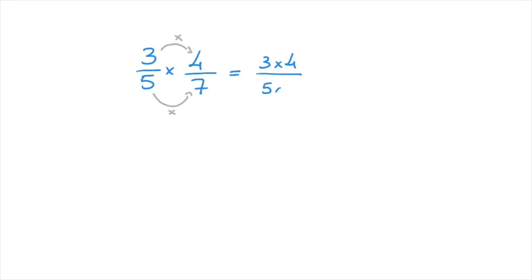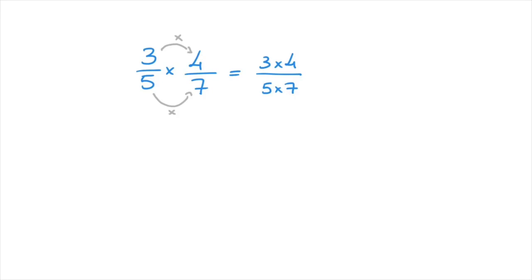Say we have to calculate 3 over 5 times 4 over 7. Well, following the method and the formula we've just seen, we know that to calculate this we need to multiply the two numerators together as well as multiply the two denominators together. So that would be 3 times 4 over 5 times 7.